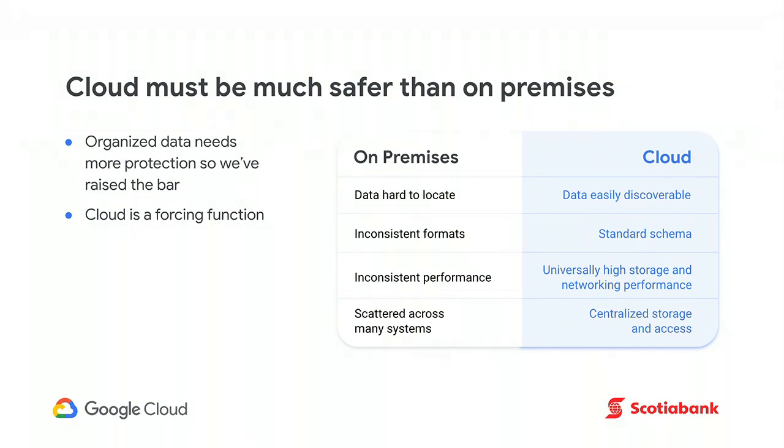So our assertion is that it needs to be safer for a bunch of different reasons. On-prem, and I think this applies to many enterprises, if you want to get data out of existing legacy systems, it's hard to find because there's no good way to locate the data. It's spread across a huge number of different systems in different places, in different formats, and you've got inconsistent performance and all that. Whereas in cloud, when we ingest it, we're transforming it into a standard schema, and we have a canonical representation of what a customer is, and we have data discovery tools, and it's all high-performance storage on high-performance network, all in one place, all wrapped up with a bow on it for you.